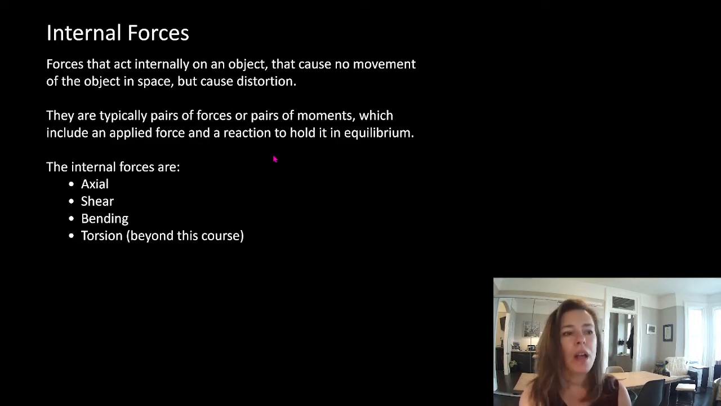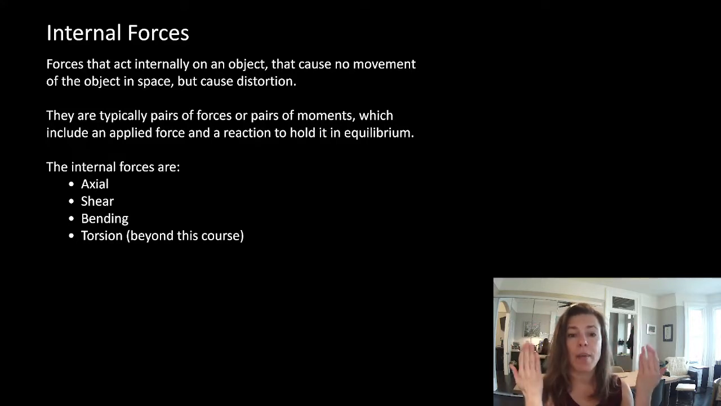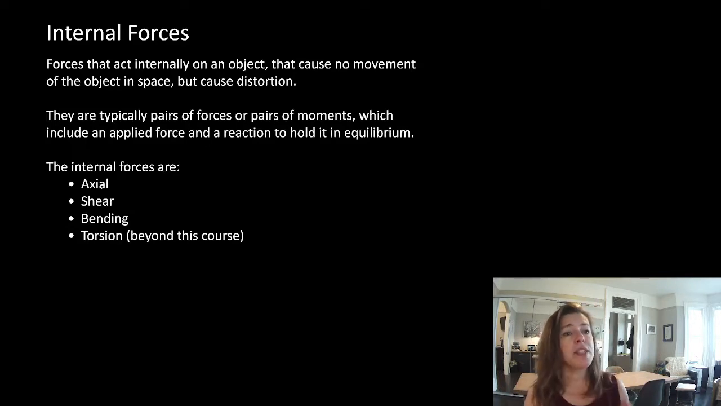Okay. So the internal forces are the forces that act internally on an object that cause no movement of the object in space. Distortion is something different. Distortion is deflection, that is not the object moving in space. So make sure you think about those as two separate things in your mind. They are typically pairs of forces or pairs of moments, which include an implied force and a reaction to hold it in equilibrium. Remember, this is what we did last week with our trusses.